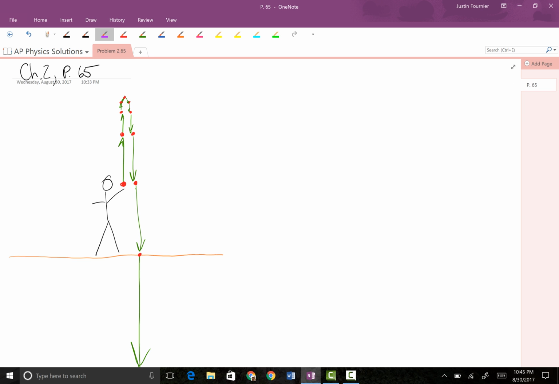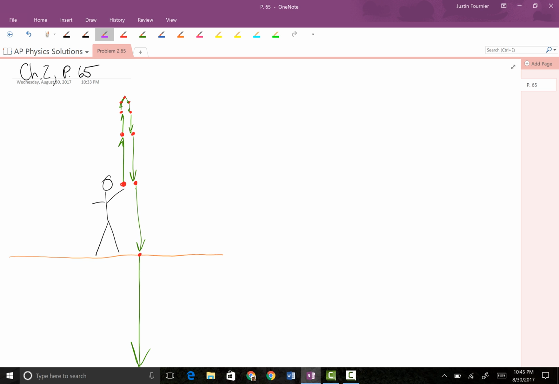It says, a student standing on the ground throws a ball straight up. The ball leaves the student's hands with a speed of 15 meters per second when the hand is 2 meters above the ground. How long is the ball in the air before it hits the ground?